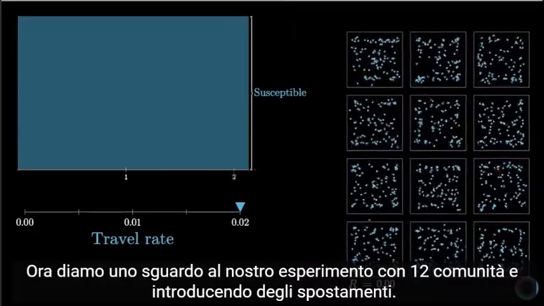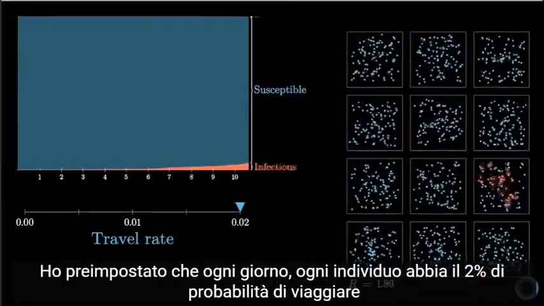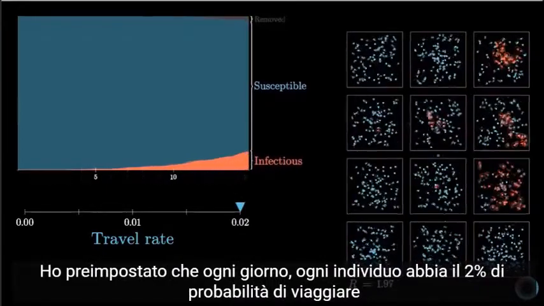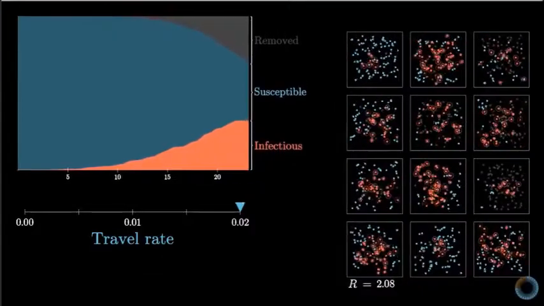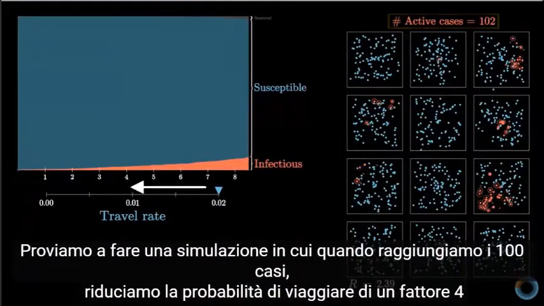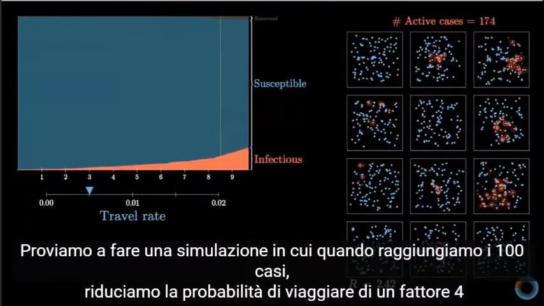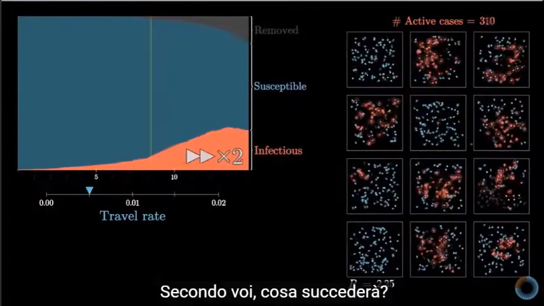Now let's look at that setup with 12 communities and travel between them. By default, I have it set so that every day, each agent has a 2% chance of traveling to the center of a different community. Now let's try a run where once we hit 100 cases, we cut down that travel rate by a factor of 4 to only 0.5%. What would you predict is going to happen?